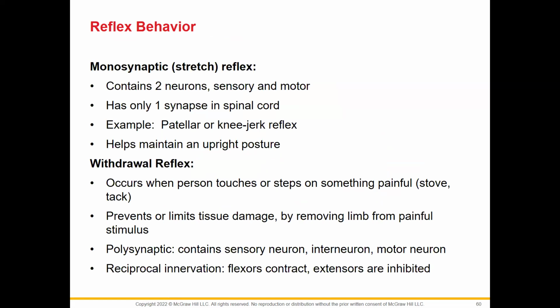Reflex behavior. So you have a monosynaptic reflex, which is the stretch reflex. So monosynaptic, mono meaning one, synaptic pertaining to a synapse or that connection between a neuron and another cell. So monosynaptic reflex is a stretch reflex. The reason it only has one synapse is because it only contains two neurons, a sensory neuron and a motor neuron, and those two neurons are connecting at a synapse. And since those are the only two neurons associated with the stretch reflex, there's only one synapse, making it monosynaptic.